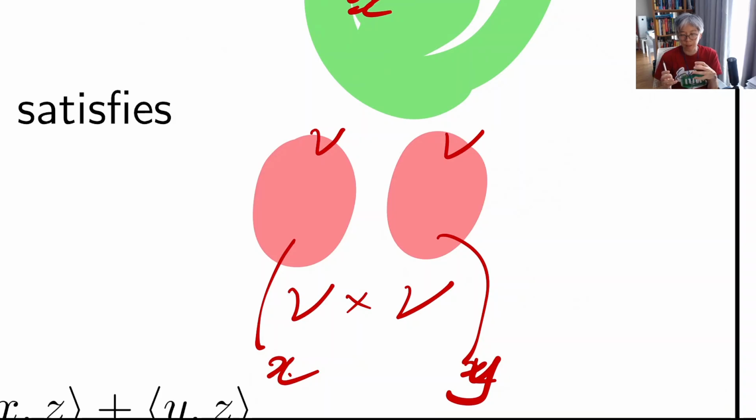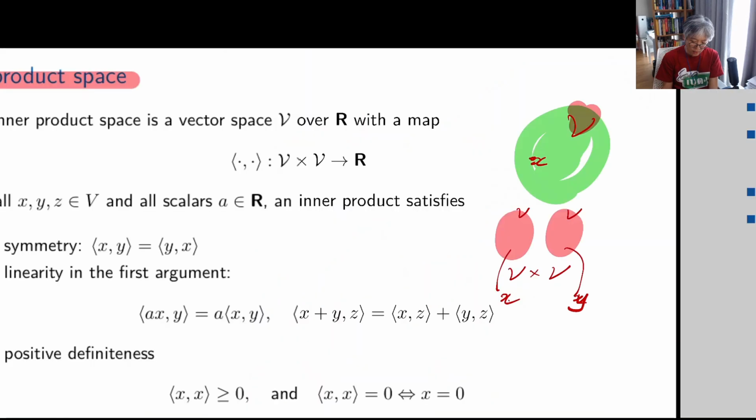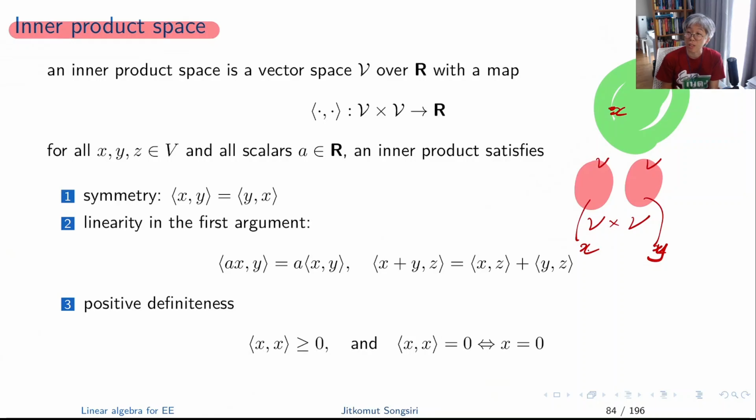It could mean linear combination of x and y. It could mean co-occurrence of vector x and y, and other things. So let's dive into the definition of this mapping rule, or the concept of inner product. Suppose we have the product space of V with itself and an inner product that takes the two arguments x and y, both from the same vector space. This inner product takes a value in the real numbers.